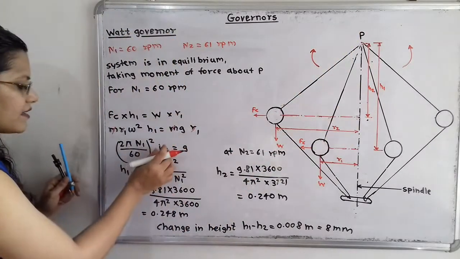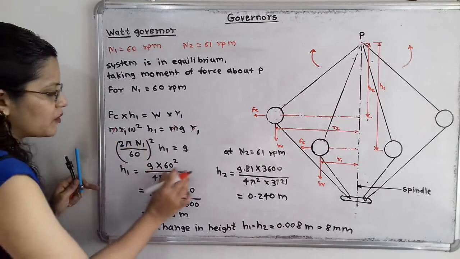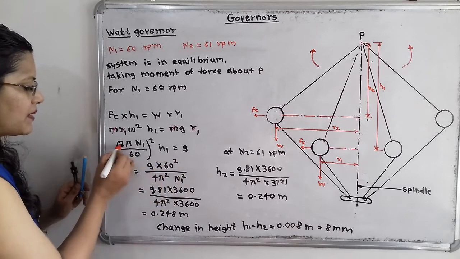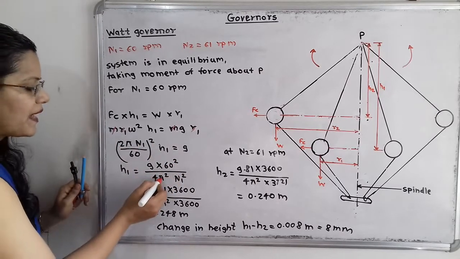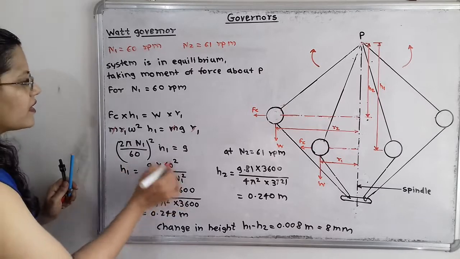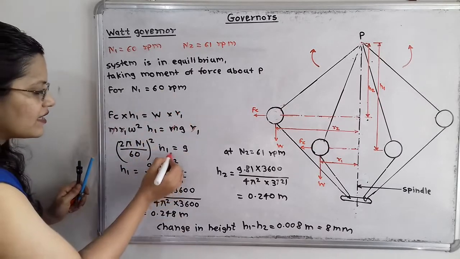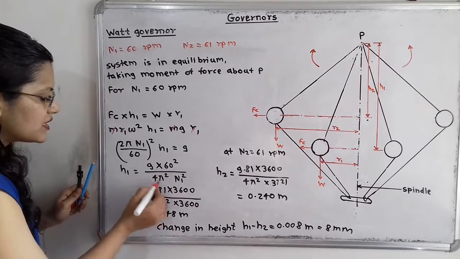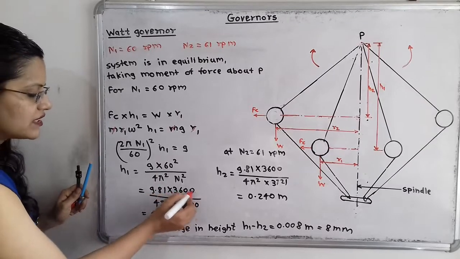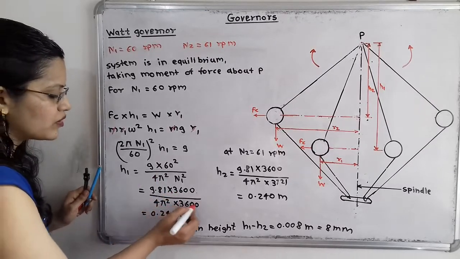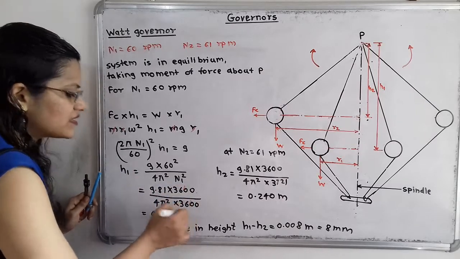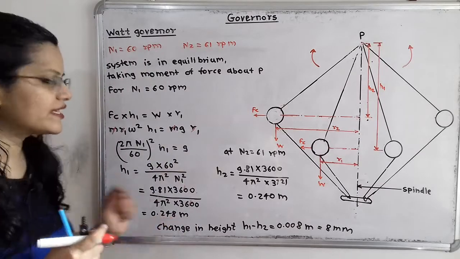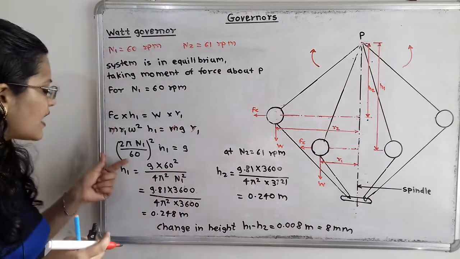Taking h1 on one side and transferring all the other terms to the other side, h1 is equal to g into 60 square divided by 4 pi square n1 square. n1 is 60 rpm, so 60 square is 3600. So the value is 9.81 into 3600 divided by 4 pi square into 3600. This 3600 gets cancelled, and the answer is 0.248 meter. So this is the height h1.